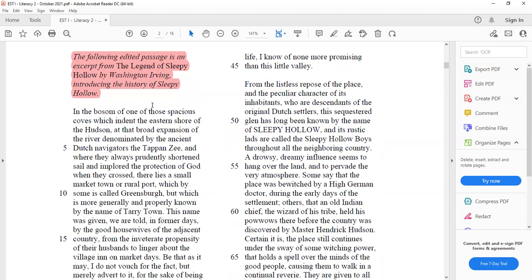So let's look here. It says, "The following edited passage," so take care. This passage is extracted from an original passage, so what happened is that he edited it or added some information. It is an excerpt from The Legend of Sleepy Hollow. This is literature, but it doesn't matter. Sleepy is not a character; Sleepy is a place here. By Washington Irving, introducing the history of Sleepy Hollow. So it's not a character, it's a place.